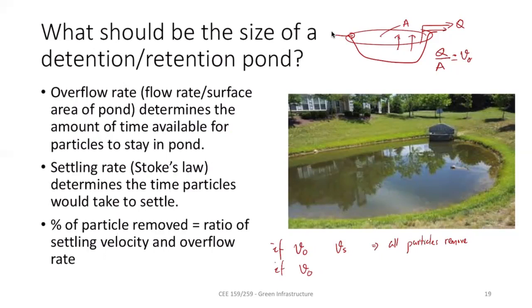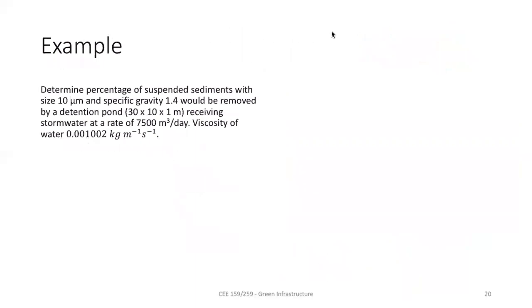If V0, the overflow rate, is flowing much faster than the settling velocity, then only the fraction of particles related to that will be removed. So removal would be the settling velocity divided by V0. If V0 is less than or equal to the settling velocity, all particles are removed. You need these equations to calculate the percentage of particles removed by the system. These two equations quantify the amount of particles removed. So this is the first example.